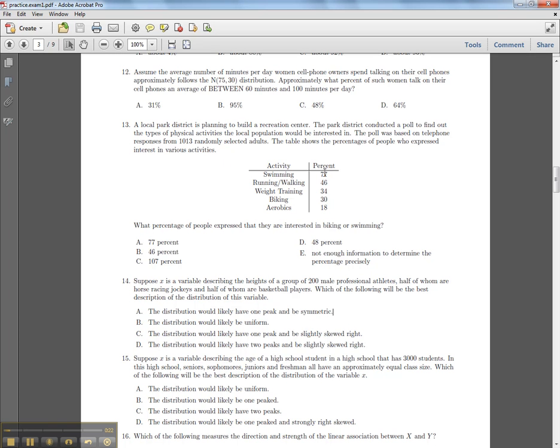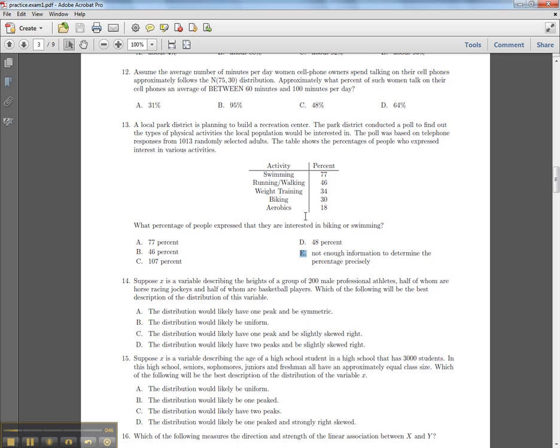So this is the activity and this is the percent. Notice that the percent isn't equal to 100%. We don't really know why. One of my guesses is probably people decided that when they took the poll that they were going to answer more than one activity. So that might be a reason why the percent is not equal to 100%. Anyway, because we don't even know why it's not equal to 100%, there's just not enough information for this problem. So E is your answer.